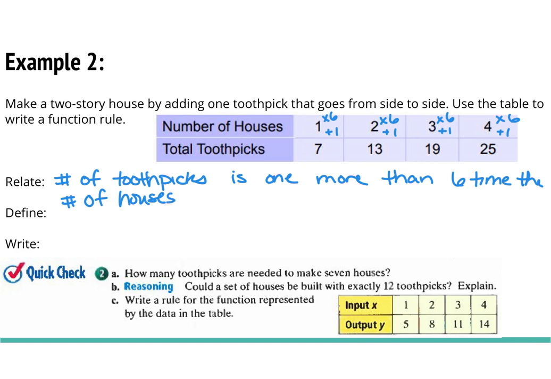So now we need to find our variables. We're going to let H equal the number of houses, and we're going to let T equal the number of toothpicks.